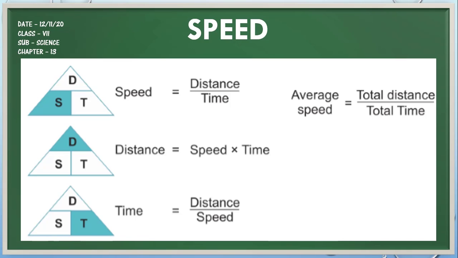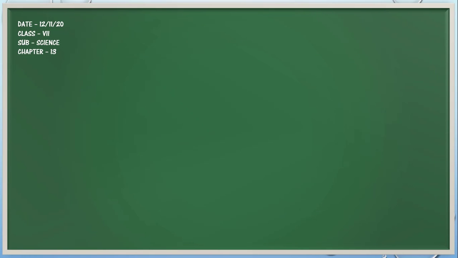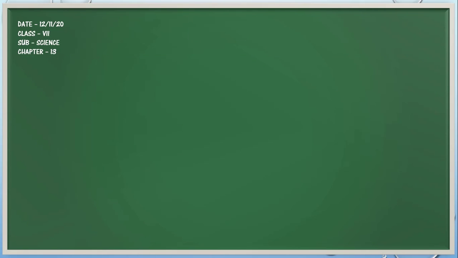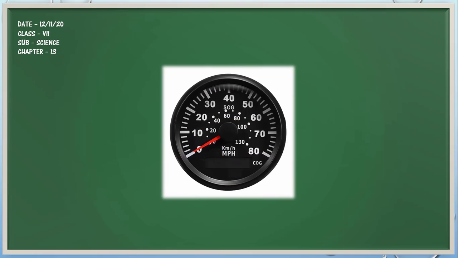As we all know, the basic formula to find speed is distance upon time, which is total distance covered upon time taken. Now if we know the speed and time, but the distance has been asked, the formula will change and it will become distance is equal to speed into time. In case the distance and speed both are known and time has been asked, the formula will become time is equal to distance upon speed. Now let's move forward to our next topic.